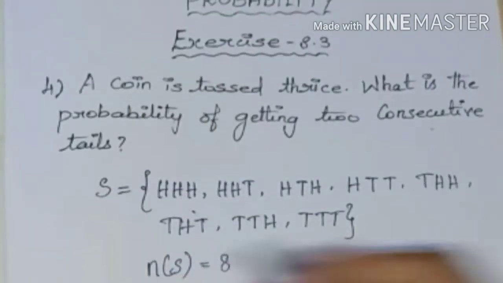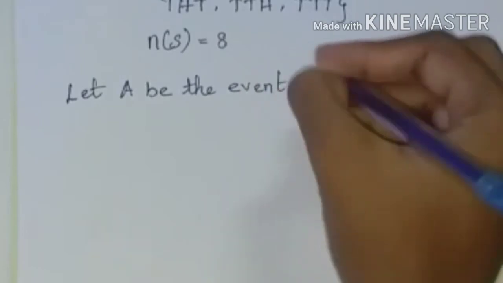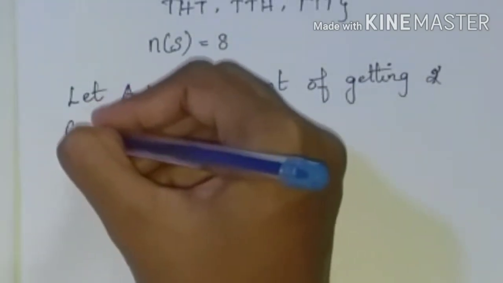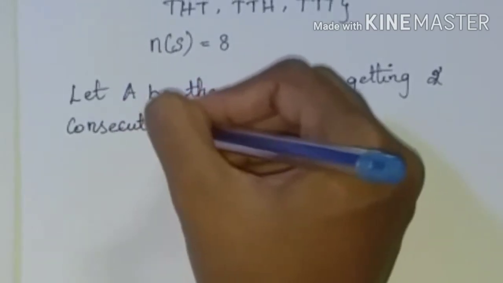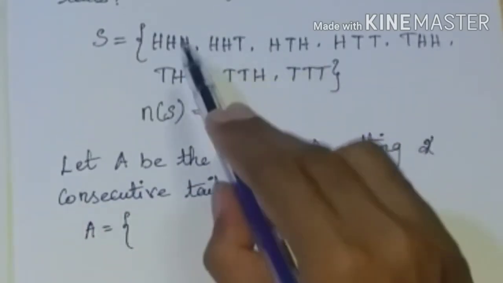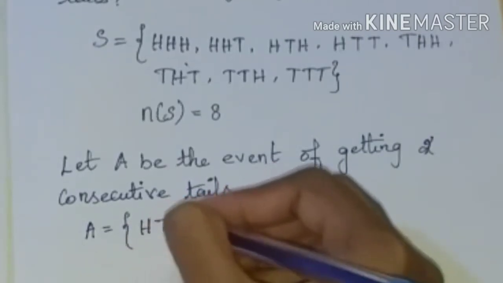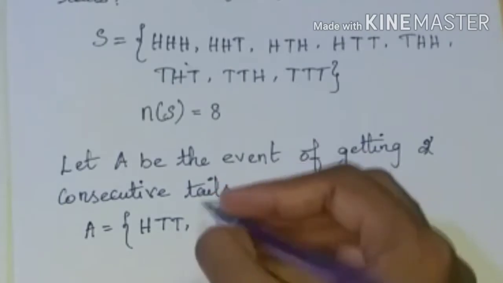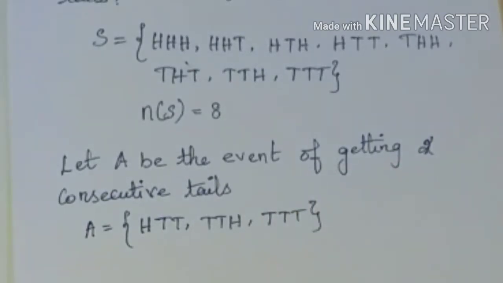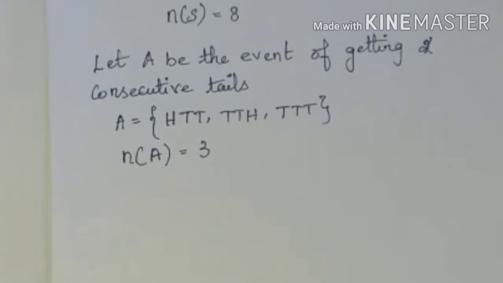So, let A be the event of getting 2 consecutive tails. So we take A. For A, we need consecutive tails, two tails next to each other. So HTT, where the next two are tails, is one event. Next one, TTH. Then TTT, we can take this as well, since there are two tails next to each other. So this is our A. So n of A is equal to 1, 2, 3. So, 3.